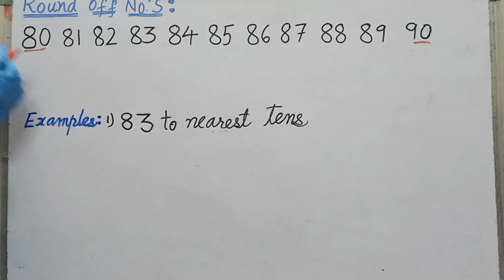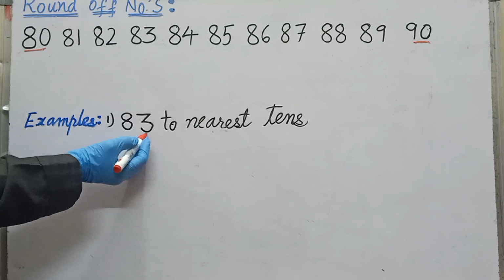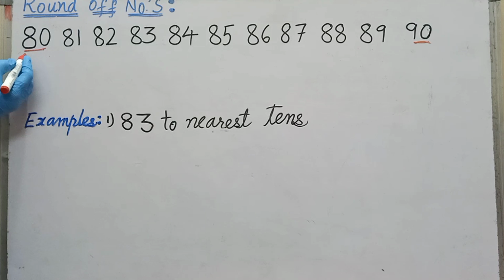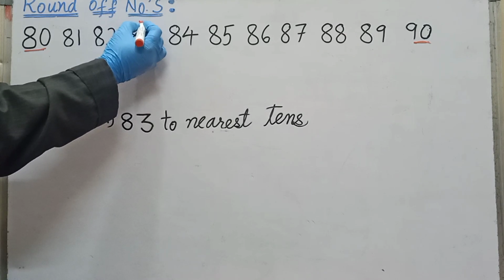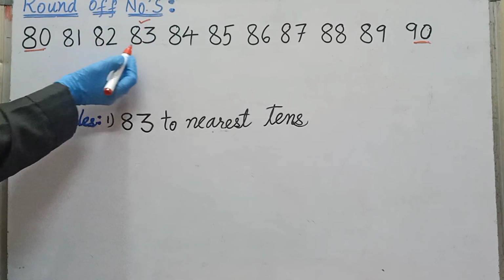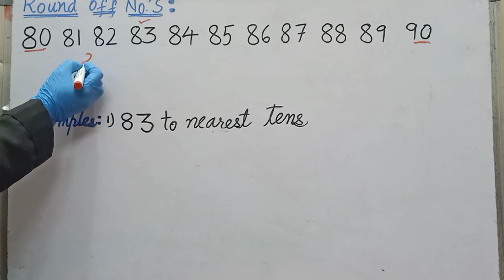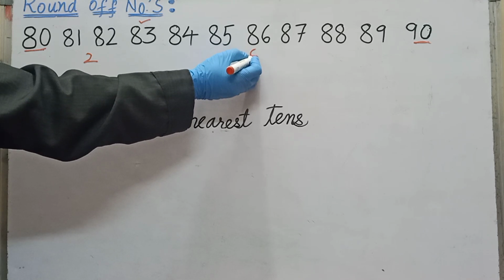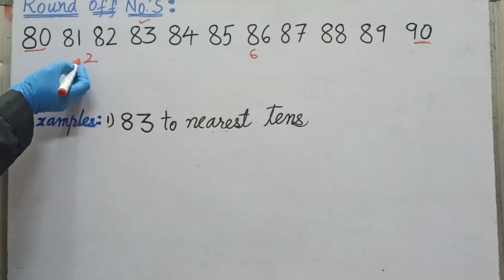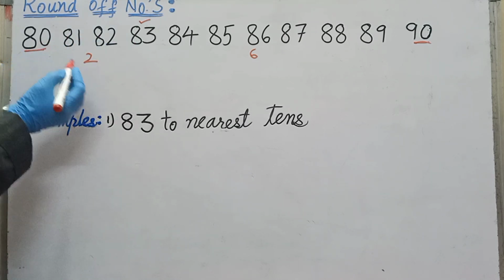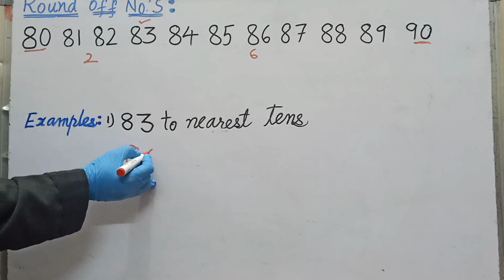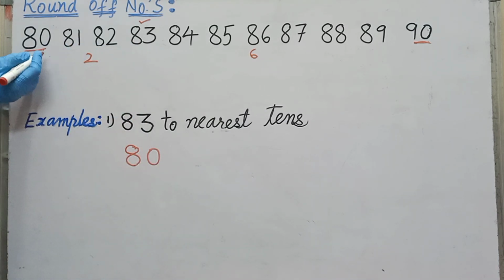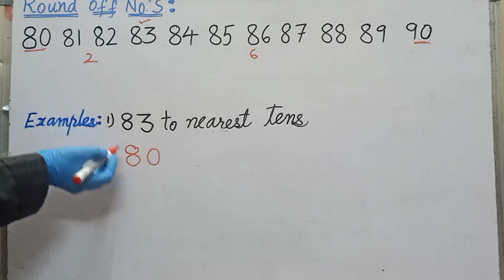Here the first number is 83. So we are going to round off 83 to the nearest tens. So I wrote the numbers between 80 and 90. Now I will mark where 83 is. 83 is here. Okay. So between 80 and 83, how many numbers are there, students? Two numbers. And between 83 and 90, how many numbers are there? Six numbers. Since here we have very few numbers in between, 83 will be rounded off to 80. It is very near to 80. It is very close. So we write the answer 80.